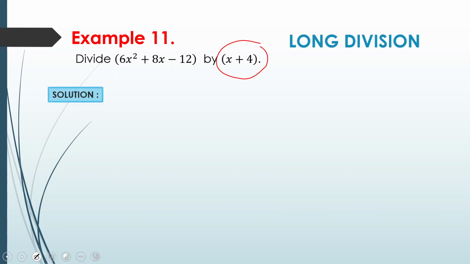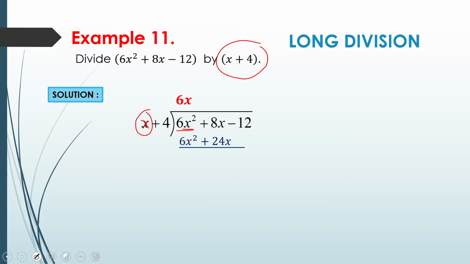Let's have another example. You have 6x squared plus 8x minus 12 divided by x plus 4. Again, a binomial using long division. You divide 6x squared by the first term, x, which will give you 6x. After dividing, you multiply. 6x times x will be 6x squared. 6x times 4 will give you 24x. After this you subtract, or you just simply change the signs. Instead of plus, this will give you minus.